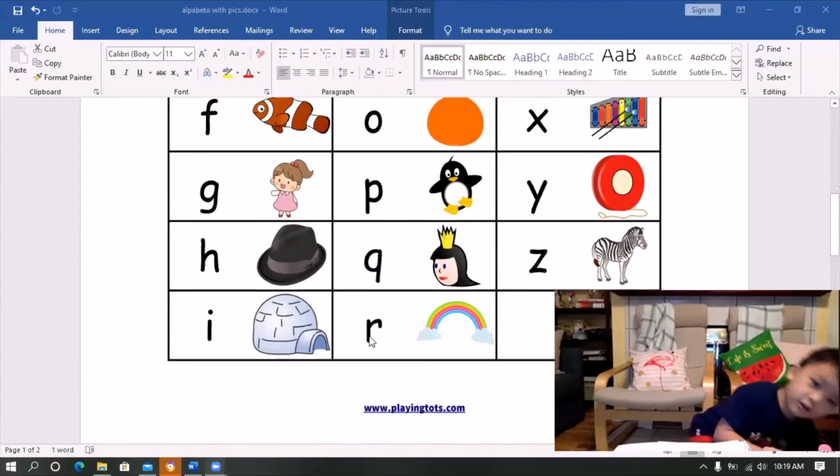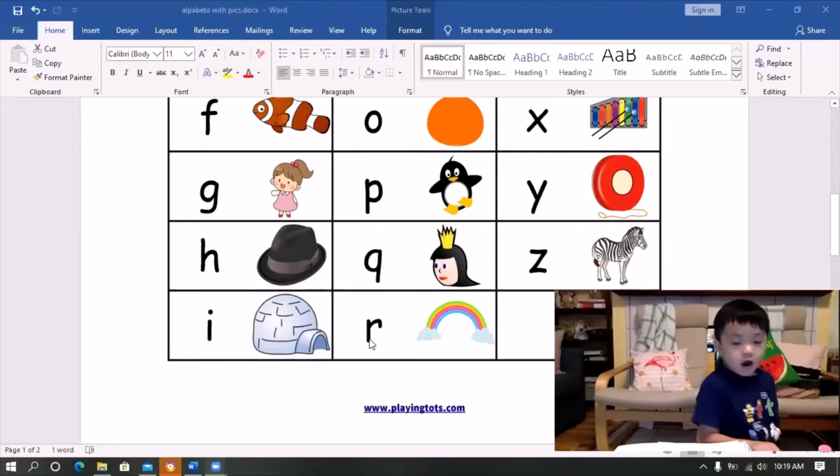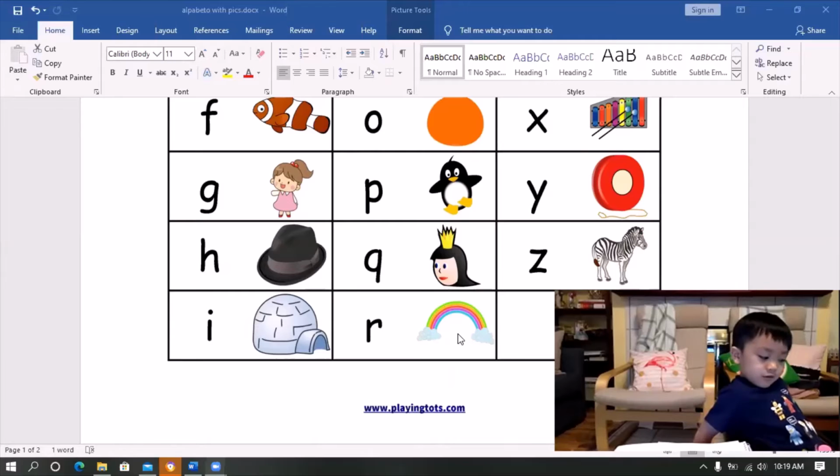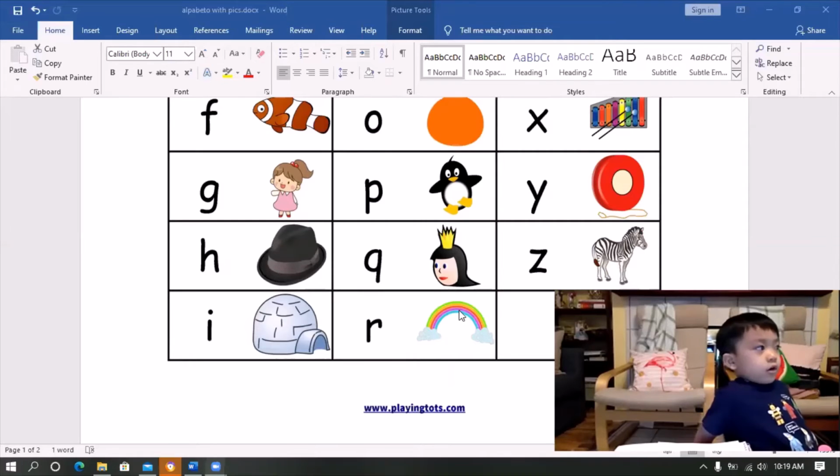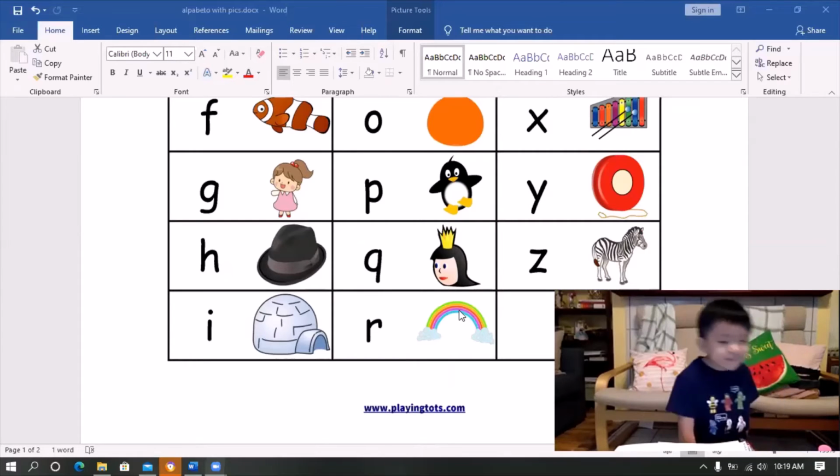Okay, what's this letter? R. R for? What's this picture? Oh, you don't know this one? R for rainbow. Okay, what letter is this?